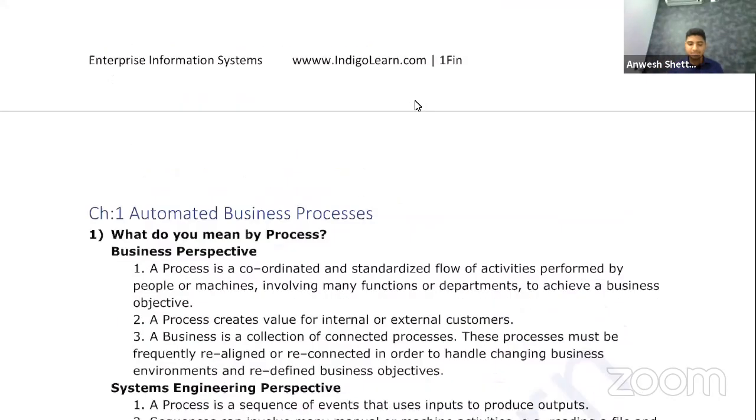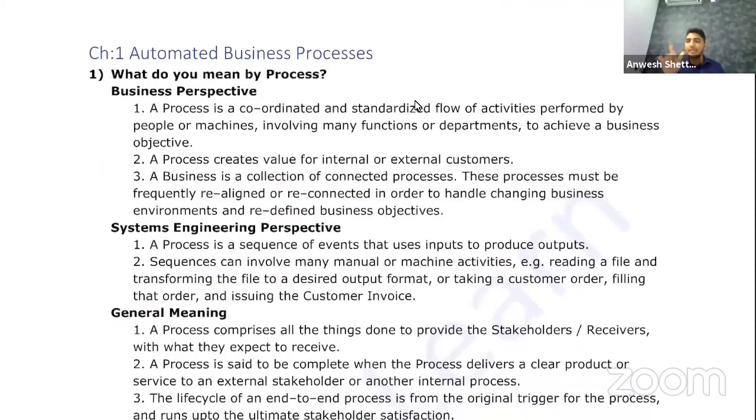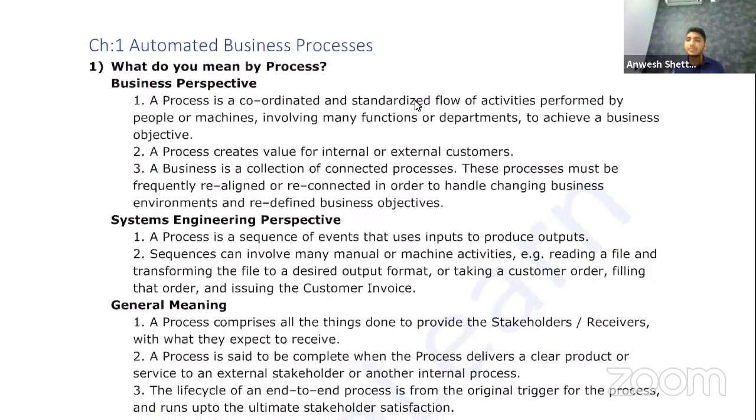What is the name of the chapter? The name of the chapter is Automated Business Process. These are 3 words: automated is one word, business is one word, process is one word. First, let us talk about what you mean by process. It is a very general question, not a technical question. If I say accounting is a process, if I say manufacturing is a process, what do you mean by process?